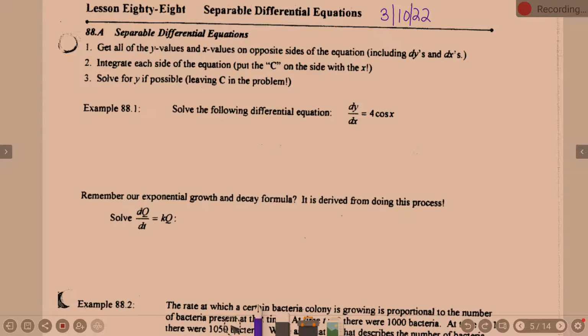Lesson 88, separable differential equations. I feel like that's a tongue twister.